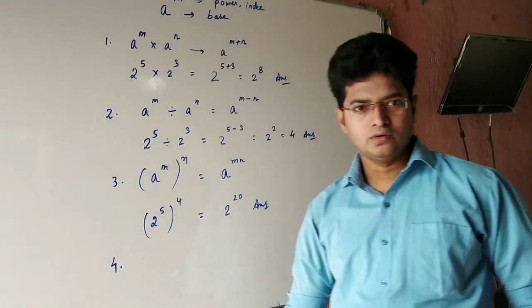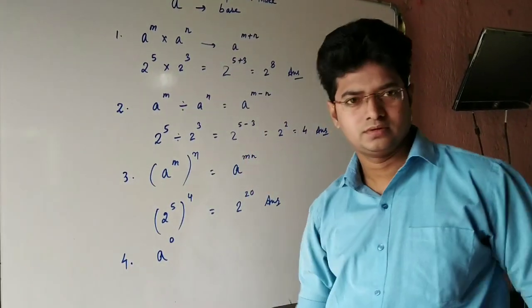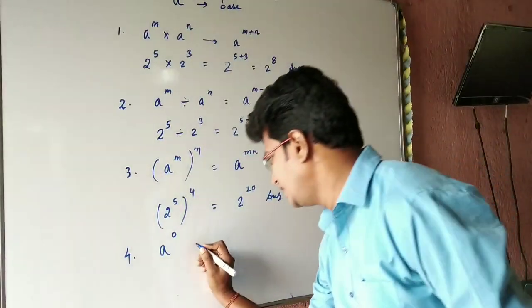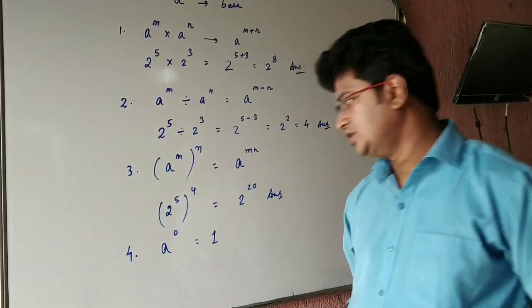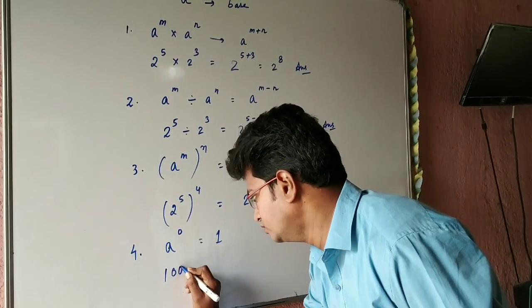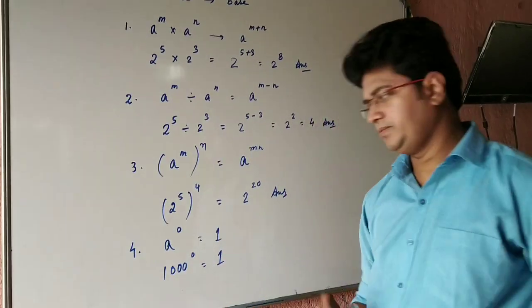Rule number 4: anything to the power 0. If anything to the power 0 is there, we simply write it as 1. So whatever the number is, if we write 1000 to the power 0, the answer will also be 1.